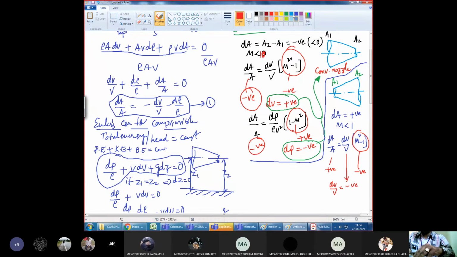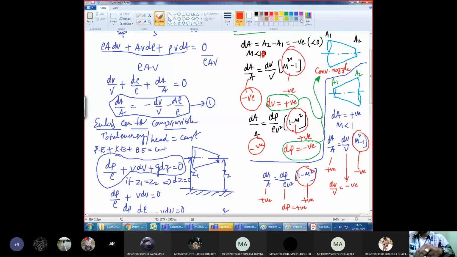And we will take one more equation for pressure. dA by A is equal to dP by rho V square into 1 minus M square. You need to explain all these three cases: subsonic, sonic and supersonic. Now, here also dA value is positive because the area is increasing, and M is less than 1, therefore 1 minus M square will be positive. Therefore, dP is positive.